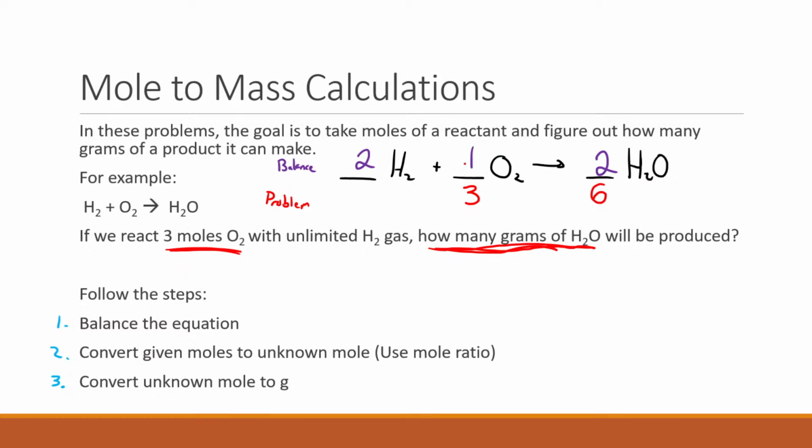Alternatively, I could look here, right? 1 became a 3, so this tripled. So 2 became a 6, so this tripled. Either way, you're going to get 6 here for your water. But is 6 the answer to my problem? Is it 6 grams of water?